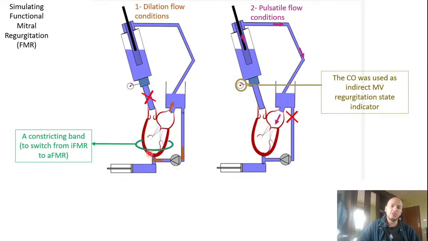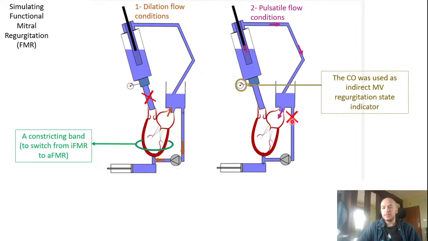But if we want to simulate atrial functional mitral regurg, one way we can do that is by applying a constricting band over here, which is going to pressurize the ventricular apex, and then after we apply the pathologizing pressure, the dilation is actually going to be happening over here on the atrial side, and so it's going to be atrial functional mitral regurg.